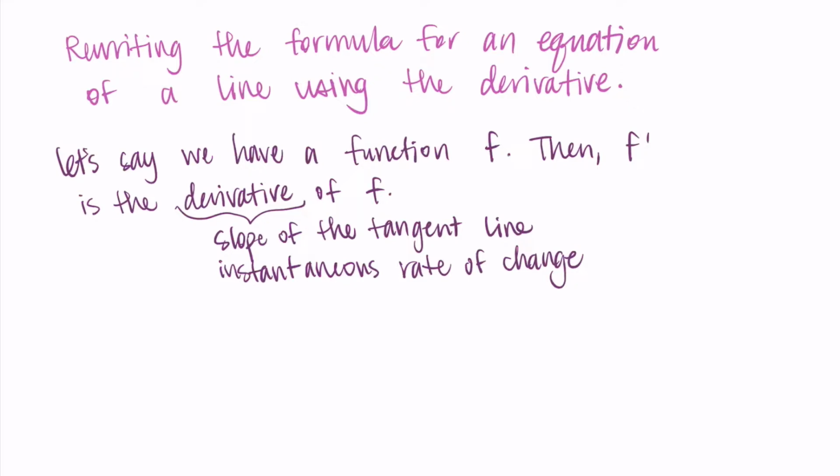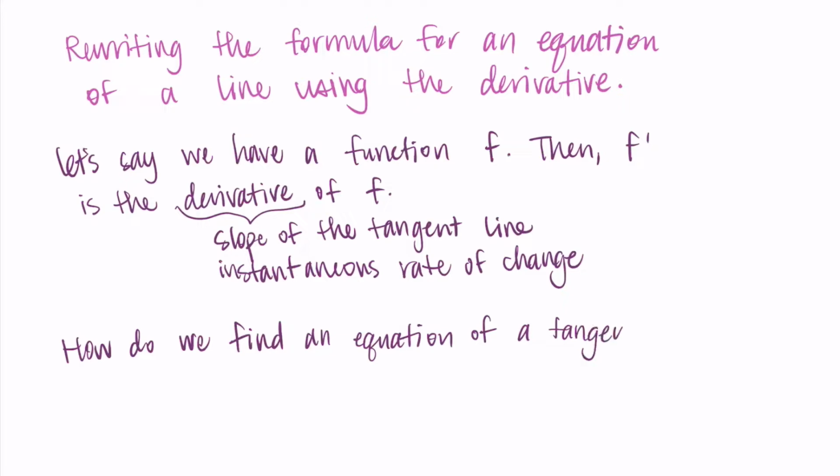Okay, so we have our function, we have the derivative. How do we find an equation of a tangent line? And specifically, we're not just finding any tangent line, we want to know the tangent line at a specific point x equals a. So the tangent line is different depending on which point we're looking at, so we always need to specify which point we're making the tangent line for.